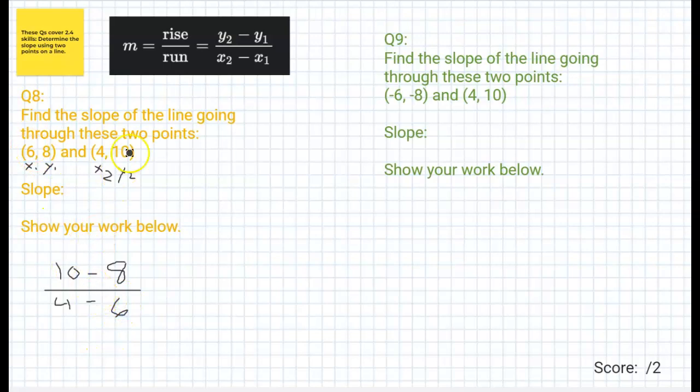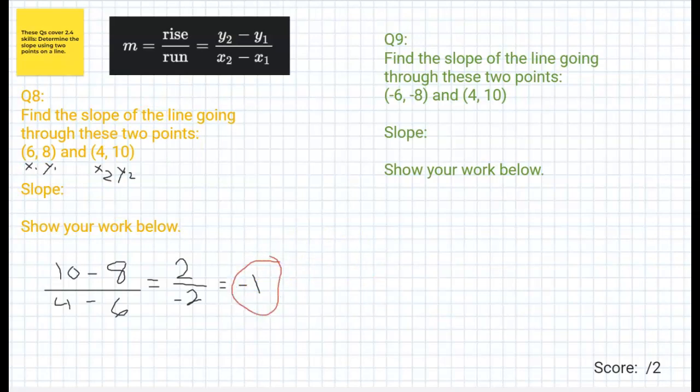So I've got my y minus my y and my x minus my other x. Then I just need to simplify this. 10 minus 8 is 2. 4 minus 6 is -2. And 2 over -2 is -1, or 2 divided by -2. All right, so I've got my first slope. My first slope is -1.